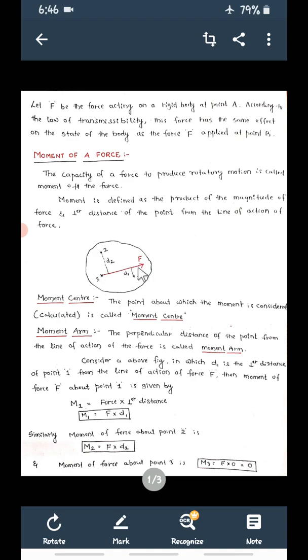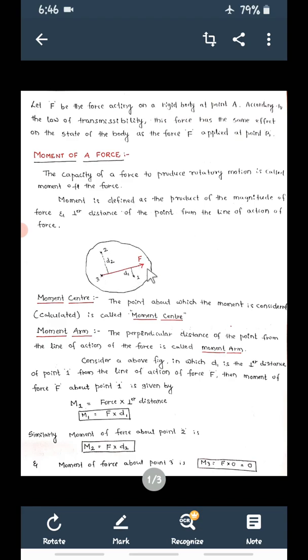Similarly, what is the moment of force F about point 3? Force is F, and what is the perpendicular distance between F and 3? This point 3 is exactly on the line of action of this force F. There is no perpendicular distance between this force and 3. Suppose if 3 is here, then this would be the perpendicular distance. But point 3 is exactly on the line of action of the force. So M3 is equal to force F into perpendicular distance 0. So moment will be 0. M3 will be 0, meaning about this point, the body will not rotate.